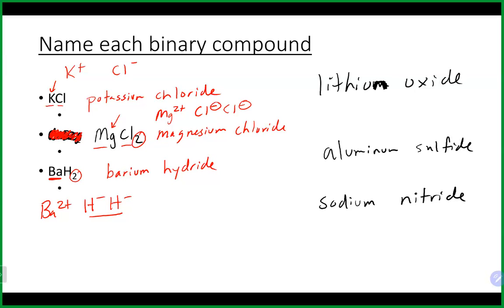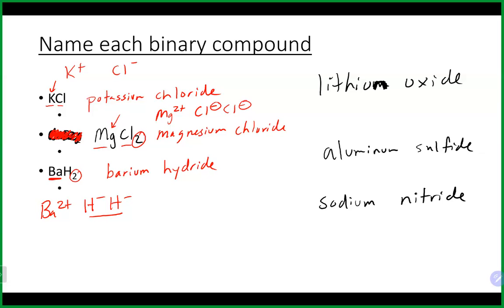That is the only time hydrogen will be a negative charge is when it comes after a metal in an ionic compound like this. So pretty much all other times hydrogen is going to be positive, but in this case, it will only be negative when it comes after a metal. Any questions on any of those names there?